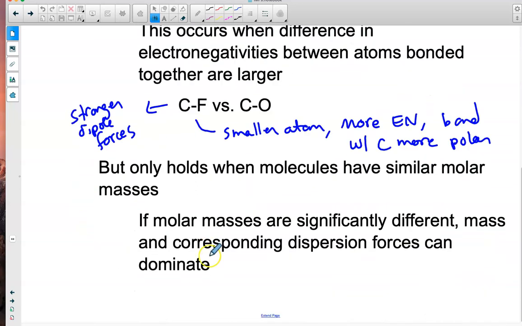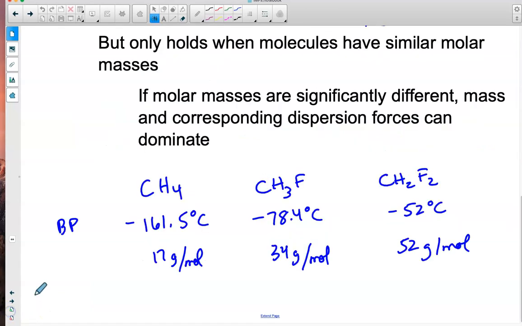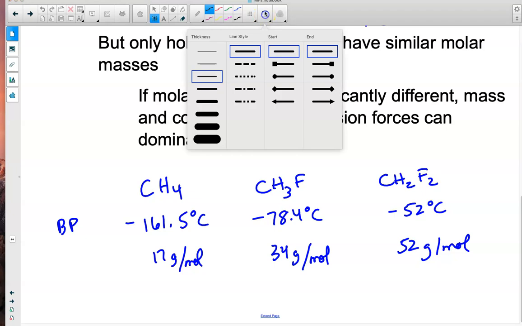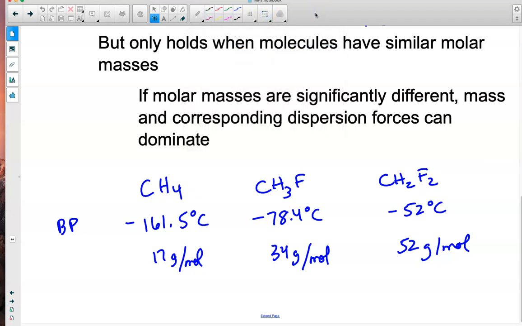But that only holds when the molecules have similar molar masses. If the molar masses are significantly different, then the mass starts to have a bigger effect, and the corresponding dispersion forces can dominate the interaction that you're looking at. These 3 molecules that I've shown here sort of illustrate these differences or this trend.